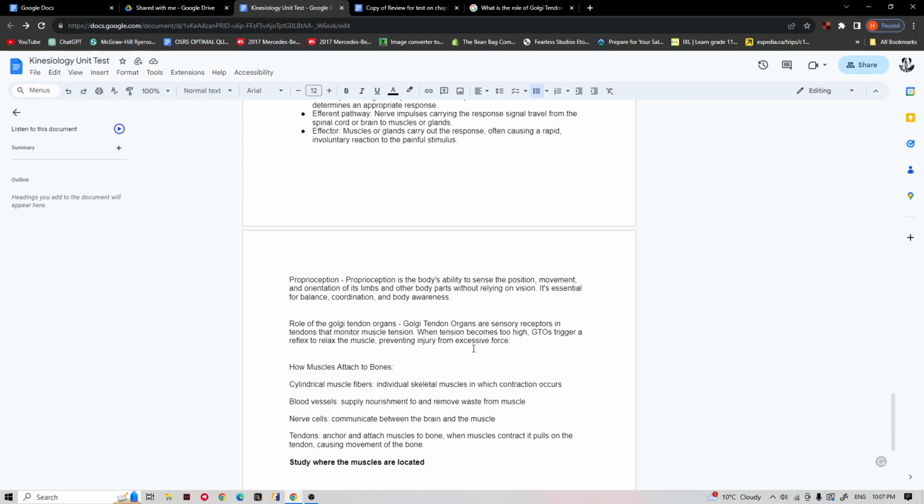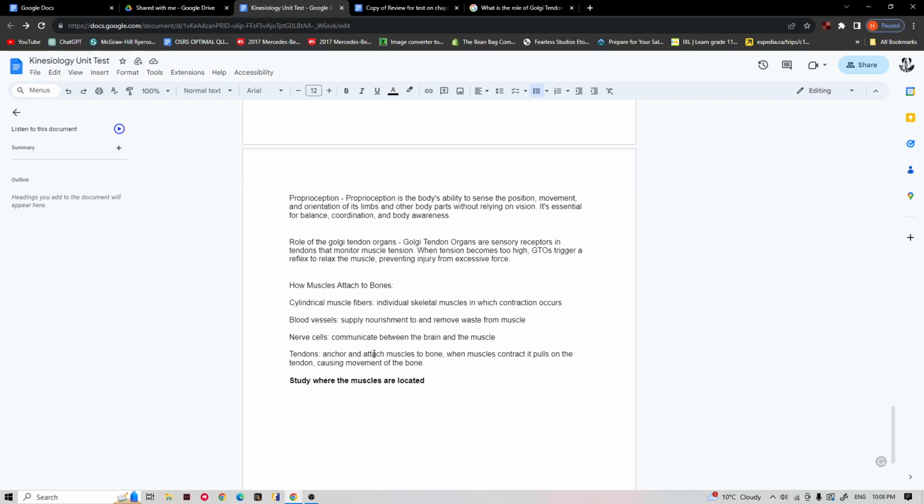Role of the Golgi tendon organs. Golgi tendon organs are sensory receptors in tendons that monitor muscle tension. When tension becomes too high, GTOs trigger a reflex to relax the muscle, preventing injury from excessive force.